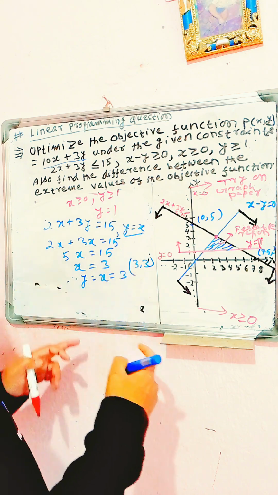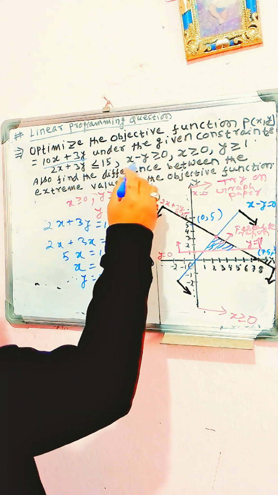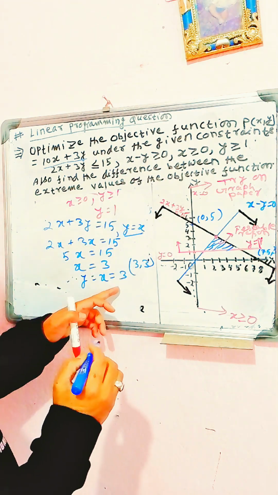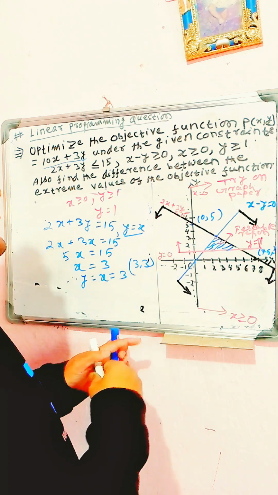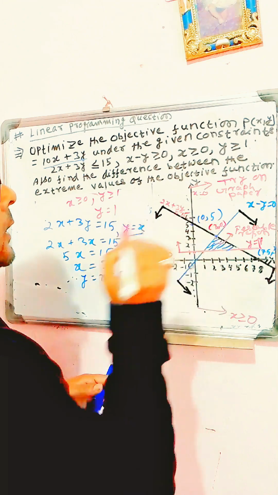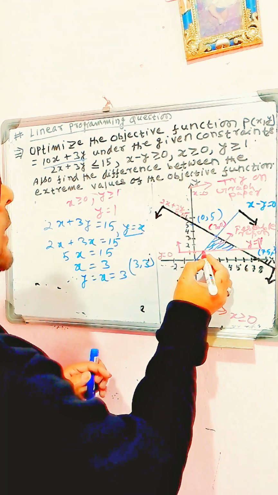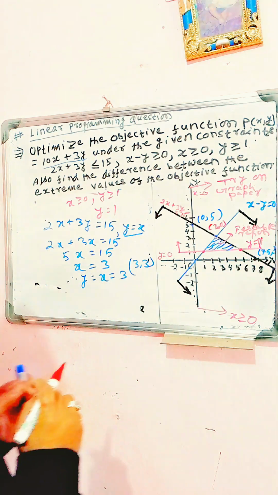So our point is now 3 and 3. That means the point of intersection between 2x plus 3y equal to 15 and x minus y equal to 0 is 3, 3. And you can see in the graph, this is the point 3, 3. Okay, so we have found this point. Now we have to read off this point from the graph, and also you have to read off this point from the graph.